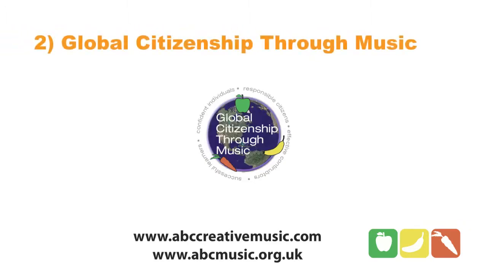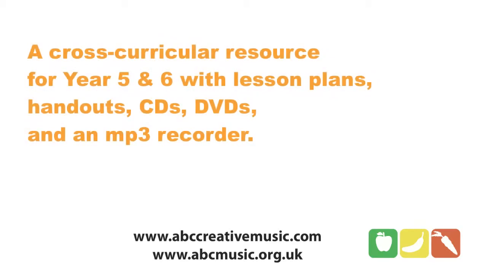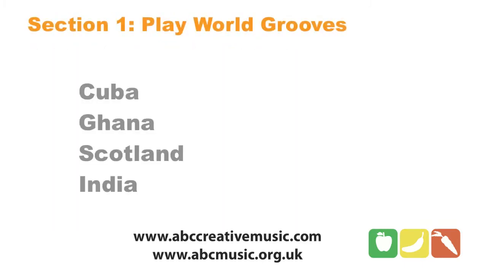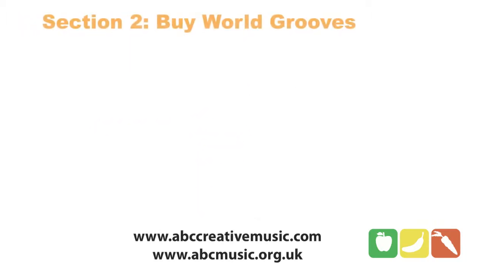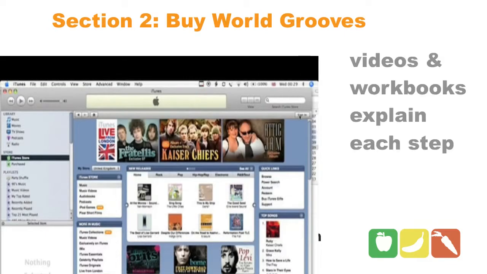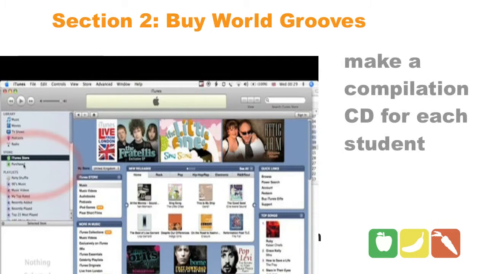Global Citizenship Through Music is a flexible cross-curricular resource for primary classroom teachers in years 5 and 6. Children start by playing authentic rhythms from four countries in the classroom, led by the DVD. This produces four fun pieces for performance. Then, using iTunes software, they buy tracks from the same four countries as an IT project and make world music compilation CDs to take home.